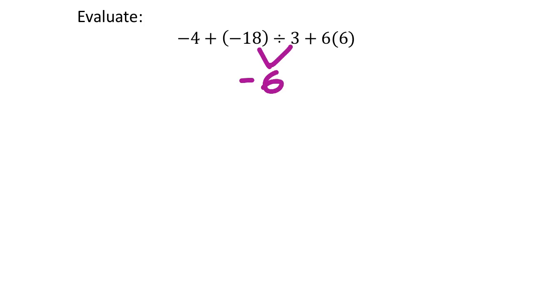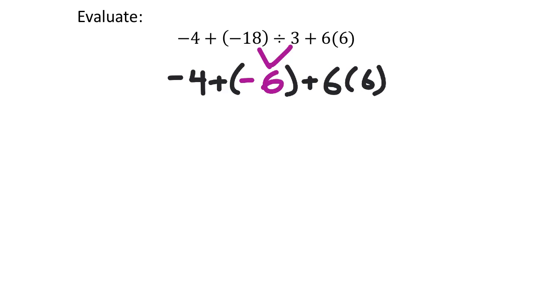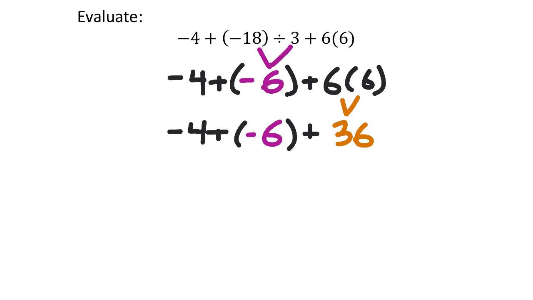So again, I rewrite the expression, and now I have that multiplication, which is farther to the right than the division, which I must now do. 6 times 6 is 36. So now rewriting the expression. That takes care of all of the multiplication and division. So now I'm on addition or subtraction.